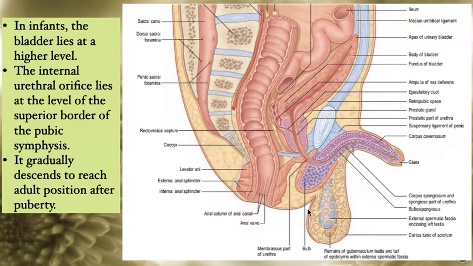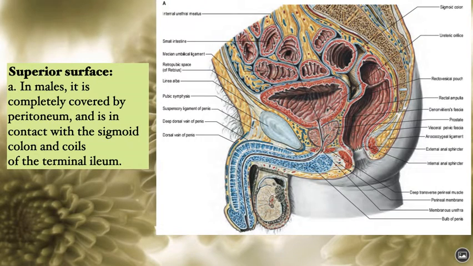In infants, the bladder is lying at a higher level. The internal urethral orifice is lying at the level of the superior border of the pubis, and then it gradually descends down to reach the adult position after puberty.